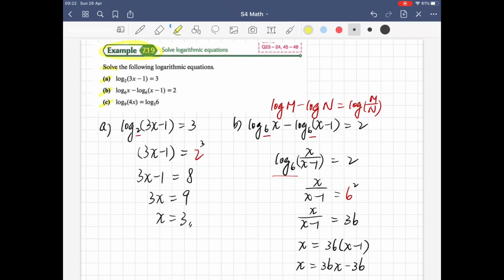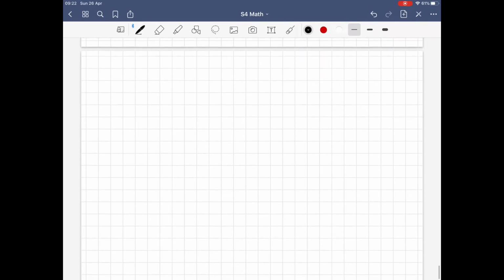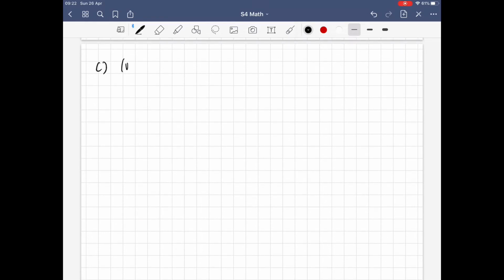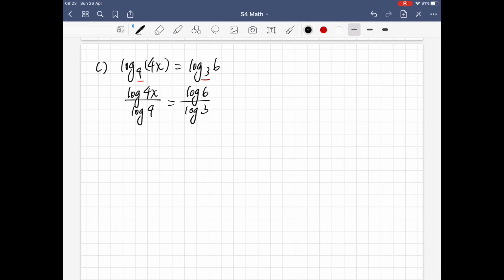Then let's take a look at part C. In this question we have log 4x with base 9 equals log 6 with base 3. As we can see, the bases are different. Therefore, we have to use the property to separate the term and the base, so that we have log 4x over log 9 equals log 6 over log 3.